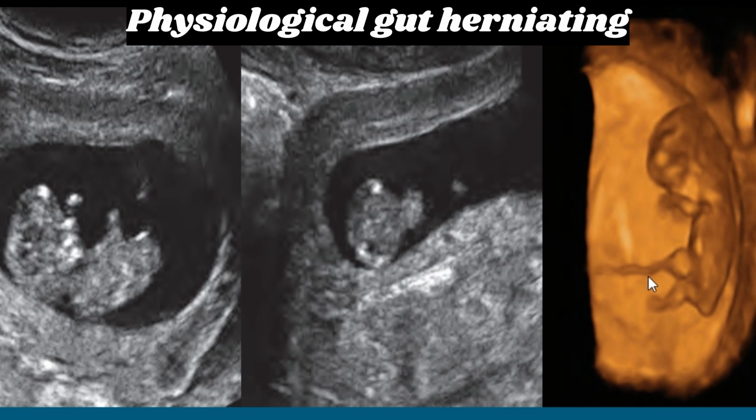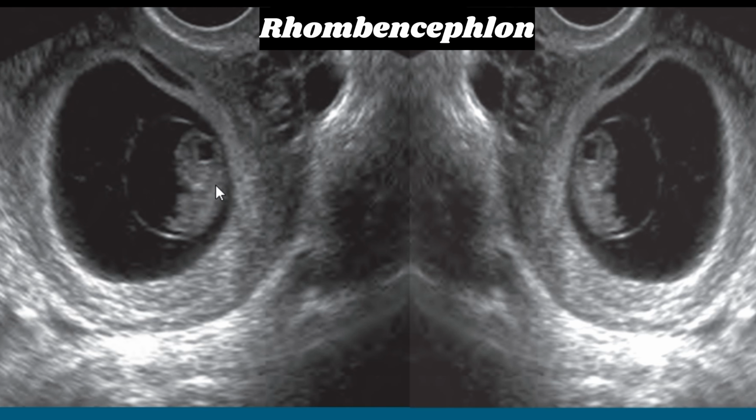of the umbilical cord. This is a sagittal transvaginal image of the embryo at 8 weeks gestation, and it shows a small cystic structure in the posterior portion of the head, and this is the normal physiological development of the hindbrain. This structure is called the rhombencephalon, which develops into the hindbrain, and it should not be taken for an abnormality such as anencephaly, choroid plexus cyst or Dandy-Walker malformation.